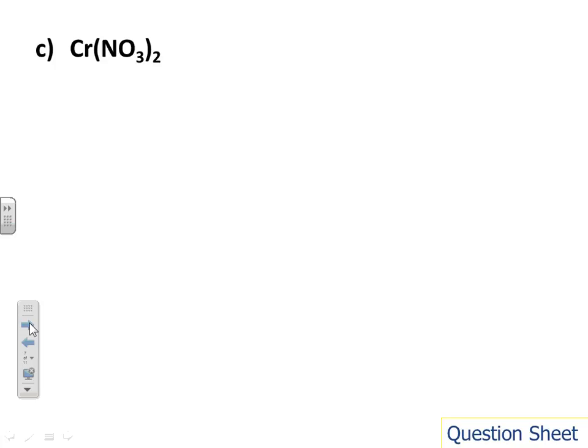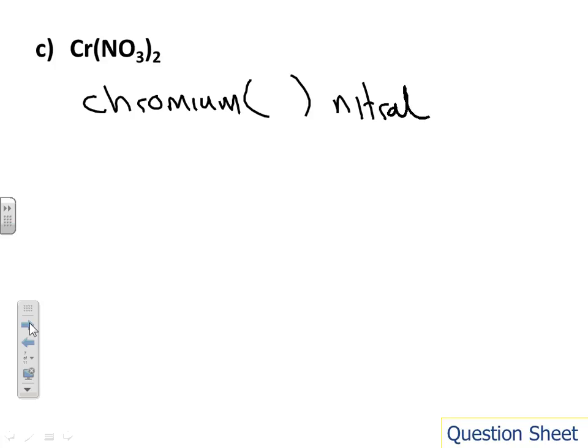Front part, what's it called? What's the front part? Chromium. Chromium. And what are the 2 possible charges? Yep. 2 and 3. What is this back part called? Yeah, very good. It's a nitrate. And so which of my 2 possible charges gets me that formula? Isaac? Yeah, it's a 2, because the 1 and the 2 cross over. That is a chromium 2.